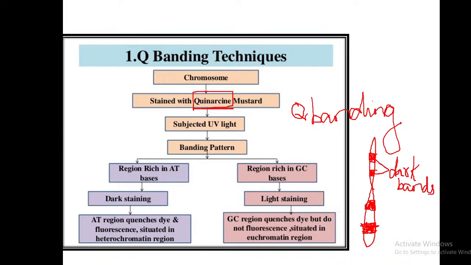These are the dark bands and these are the light bands. Keep always in mind mutations I have taken. Light bands. So region rich in AT bases.